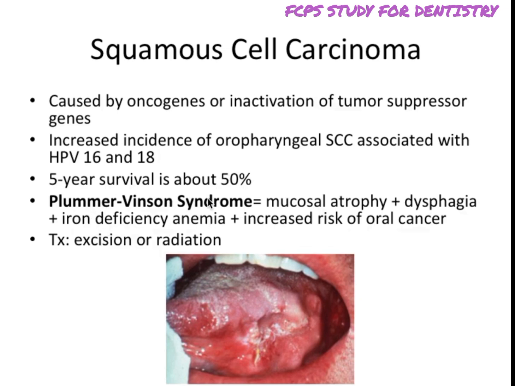And like I said before, I like to make these kind of like a math equation. Plummer-Vinson syndrome involves mucosal atrophy, like an atrophic tongue, dysphagia, which is difficulty swallowing, and iron deficiency anemia, and an increased risk of oral cancer, like SCC. The treatment for this would be either surgical excision or cancer radiation therapy.